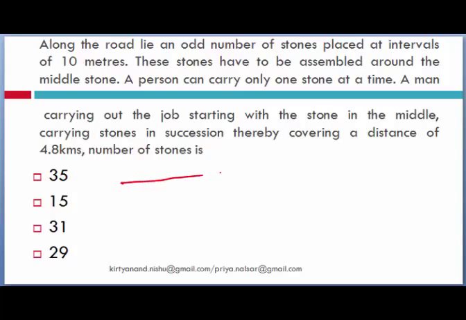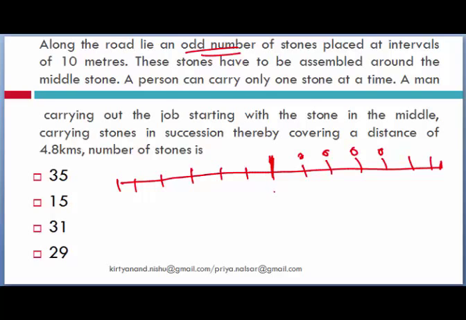So see, this question is nothing but it says that there is a middle point somewhere, and every 10 meters on either side they have kept some stone and all. So there is a stone here, here. There's a guy who starts off at the center, and the number of stones are odd number. So therefore there is one stone here.